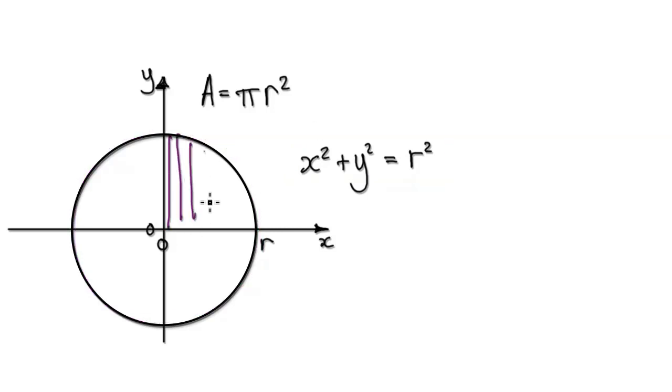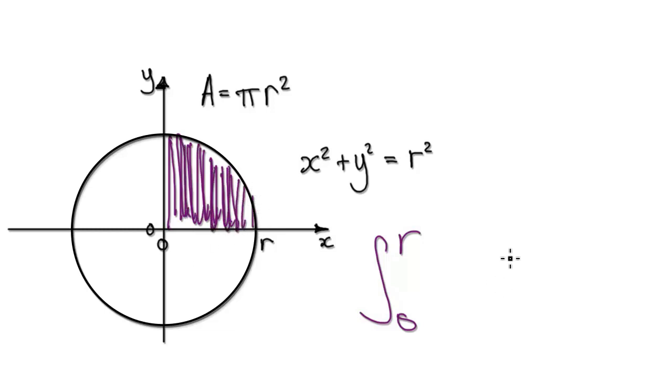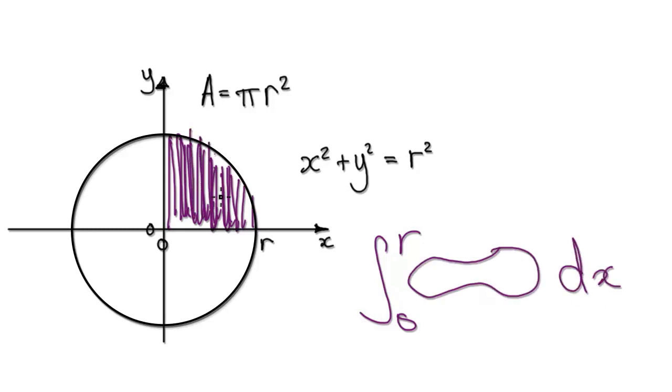we're going to integrate it from 0 to r, and we're moving in the x direction. We're summing up all the heights. So it's going to be something dx, and we're summing up all the heights. Well, the height is given by us rearranging this to make y the subject.